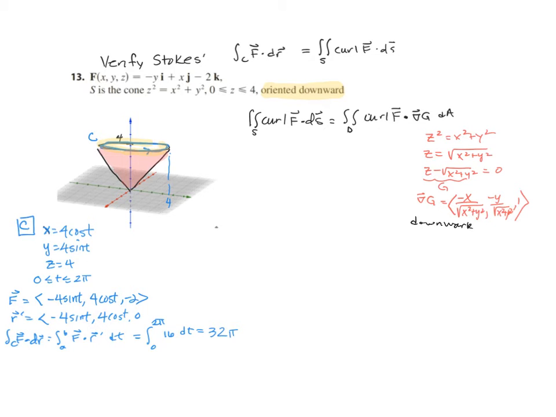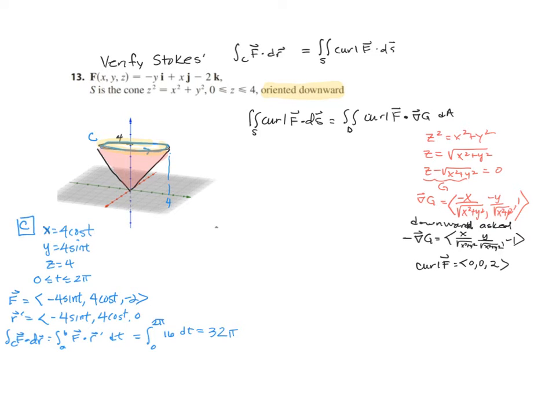Downward was asked. So I'm going to choose minus the gradient of g, which is going to be a positive, a positive, and a negative. Okay, I need the curl of F. I'll let you compute the curl of F on your own. You're going to get 0, 0, 2.